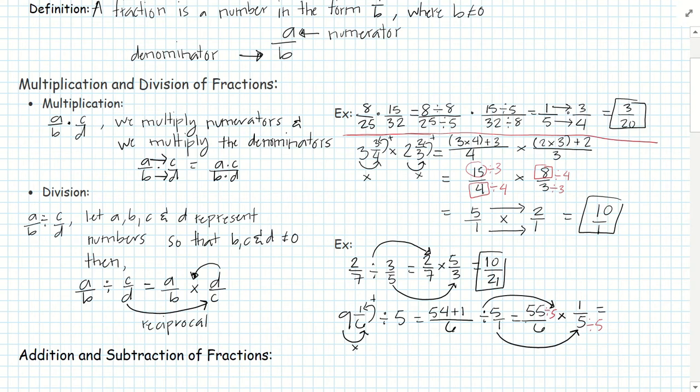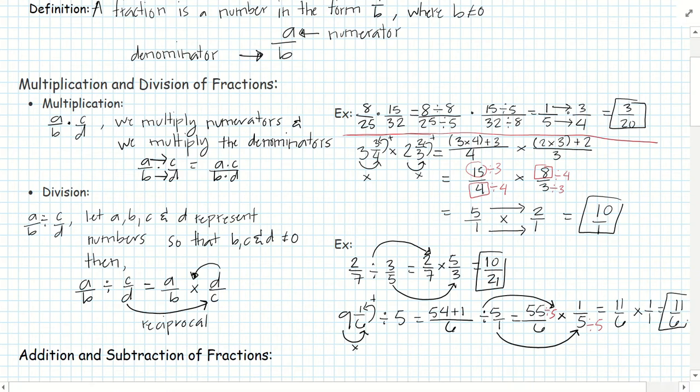So this will become 11 over 6 times 1 over 1, which is 11 over 6. 11 times 1 is 11, 6 times 1 is 6. And we have concluded with that problem. Okay?